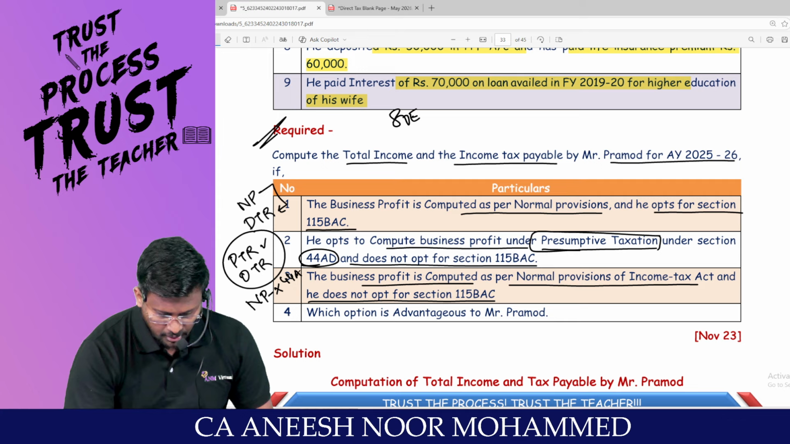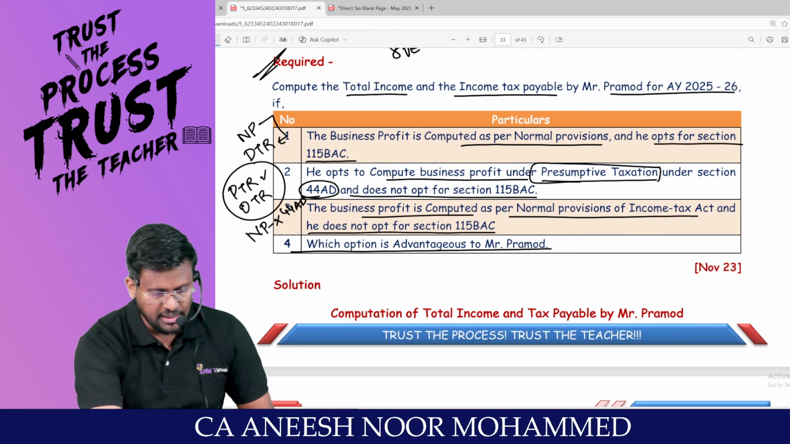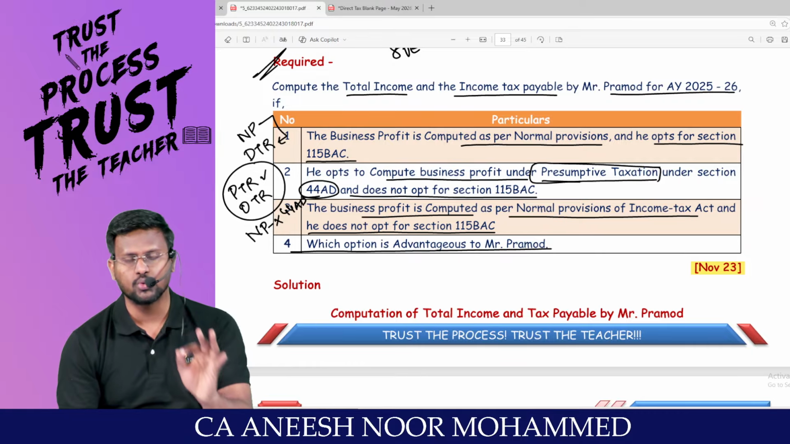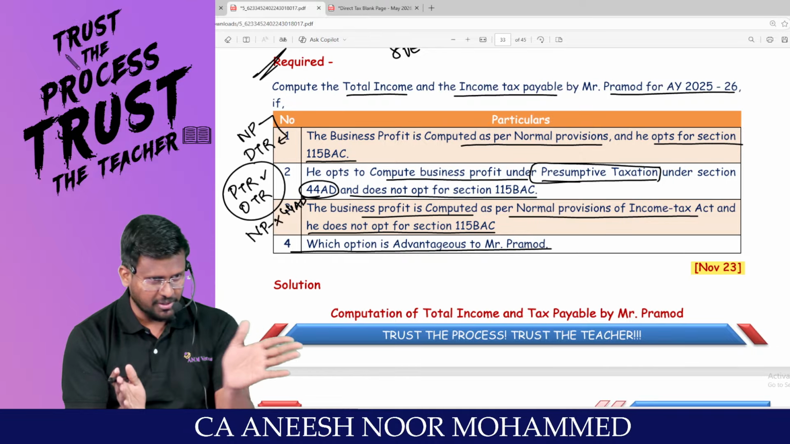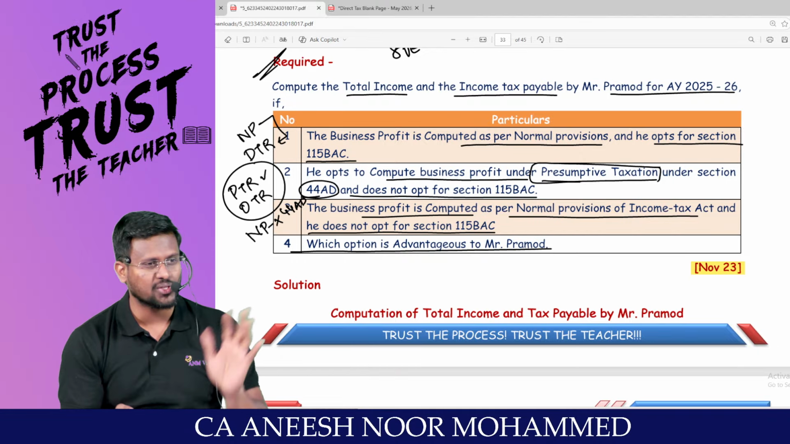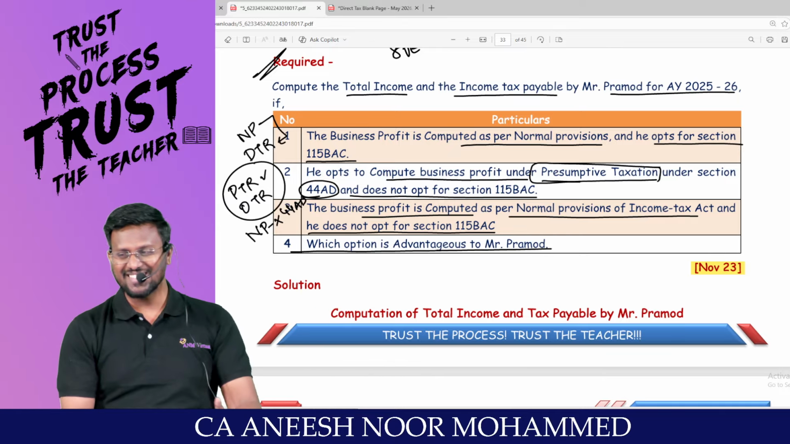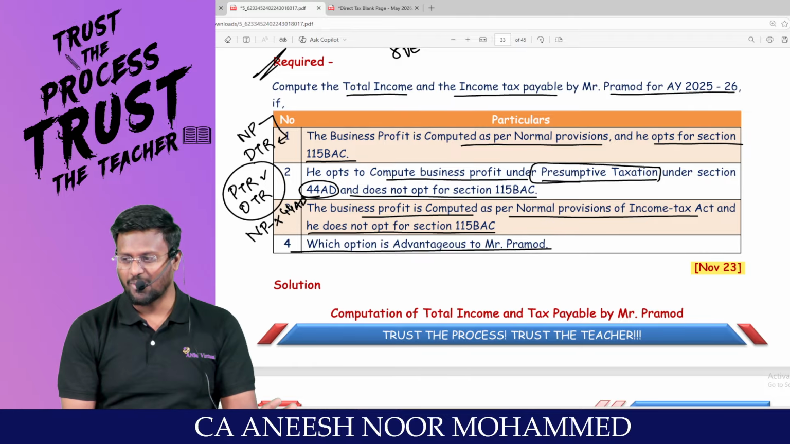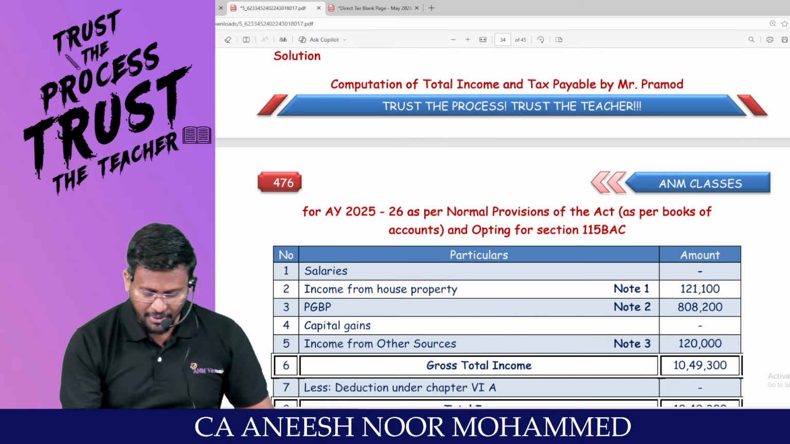Sir, which option is advantageous to Mr. Pramod? It's a past examination, November 2023 question. A beautiful question: normal route versus presumptive taxation route, DTR versus OTR. Full revision in one question. That means if you practice this question, my dear lovable students, that's it. Tax comes to an end. Everything will be revised.